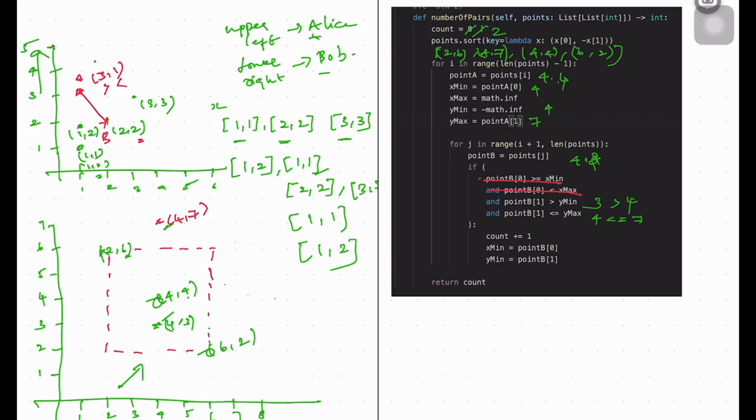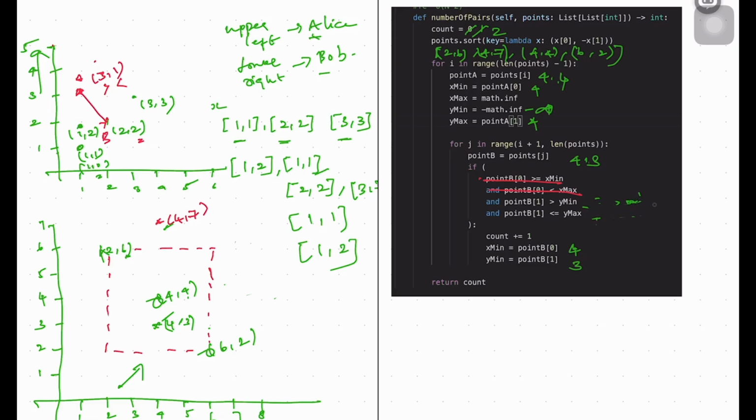Okay, point A is 4 and y max is also 4. For sure, whatever points come will be greater than your point A of 1. So now your point B of 1 is 4 comma 3. Y min is minus infinity, so 3 is greater than minus infinity. So our x min will be point B of 0, which is 4, and this is 3.